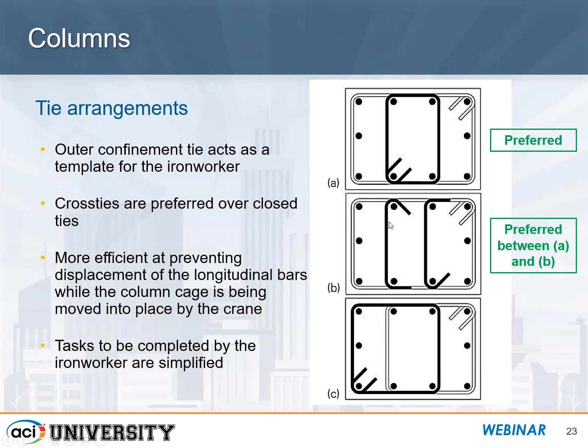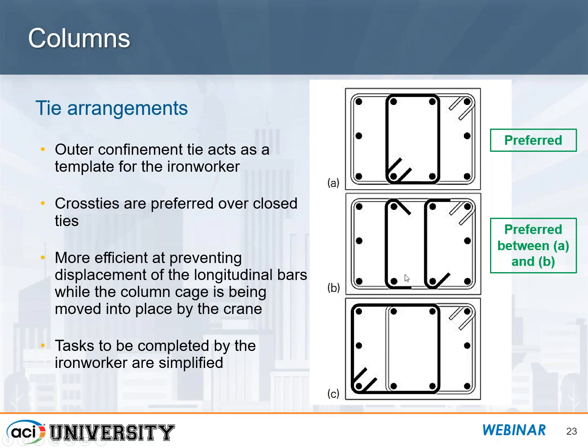Now, why is B preferred over A? It has the same outer confinement tie. Having cross ties, I'm sure it's obvious in this case, is much easier to construct than having this closed tie.